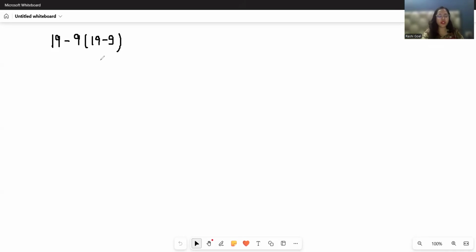So in the first question, we are given 19 minus 9 bracket 19 minus 9. So 19 minus 9 is 10, 19 minus 9 is 10, and 10 times 10 is 100. Many people solve it like this, but this is the wrong answer because they did not follow the right approach, that is order of operations, which is also known as the PEMDAS rule.